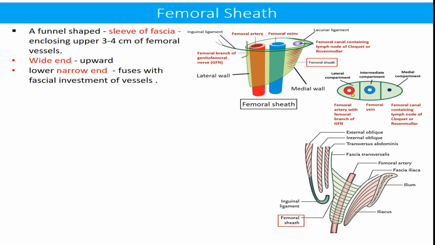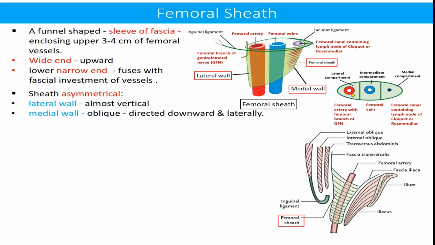Femoral sheath is a funnel-shaped sleeve of fascia which encloses upper 3 to 4 cm of the femoral vessels. Upper end of this sheath is wider, whereas the lower end is narrow and fuses with the fascial investment of the vessels. This sheath is asymmetrical when we look at it from the anterior aspect. Lateral wall is almost vertical, whereas the medial wall is oblique and is directed downwards and laterally.